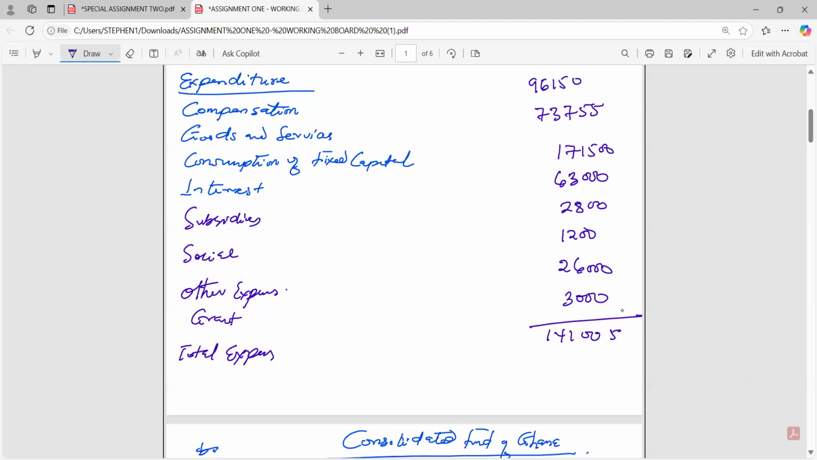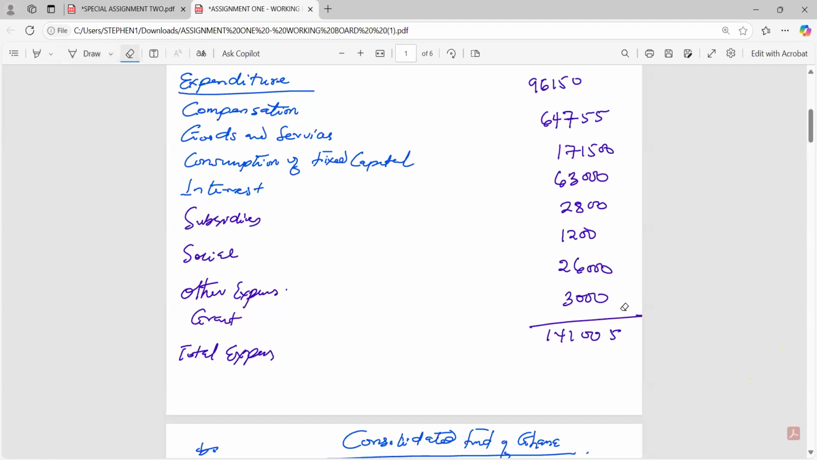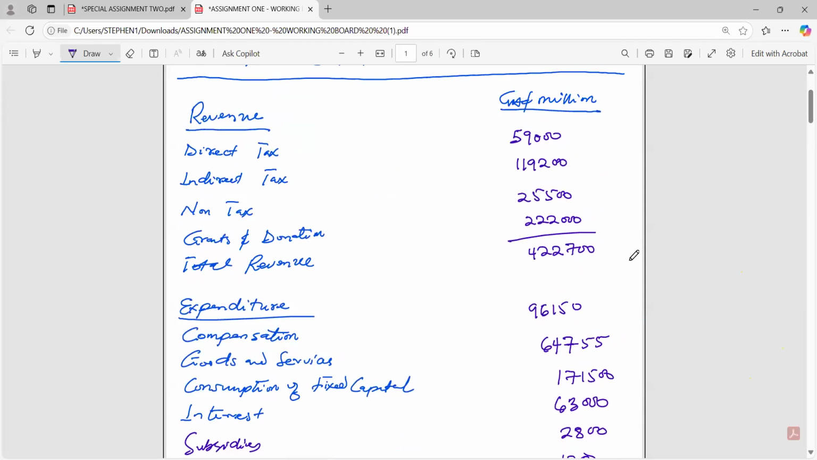The value for goods and services is wrong. What is it, please? It's 64,755. Please take your time. Okay, so the total will be 428,405. And the total revenue is also wrong. So let's go, 425,700.